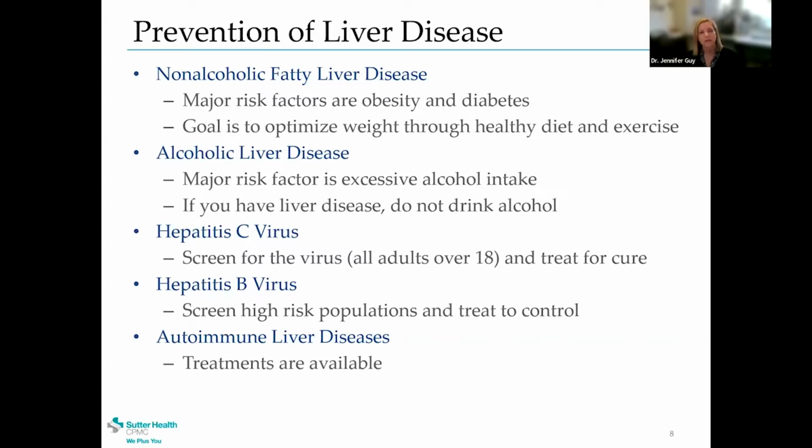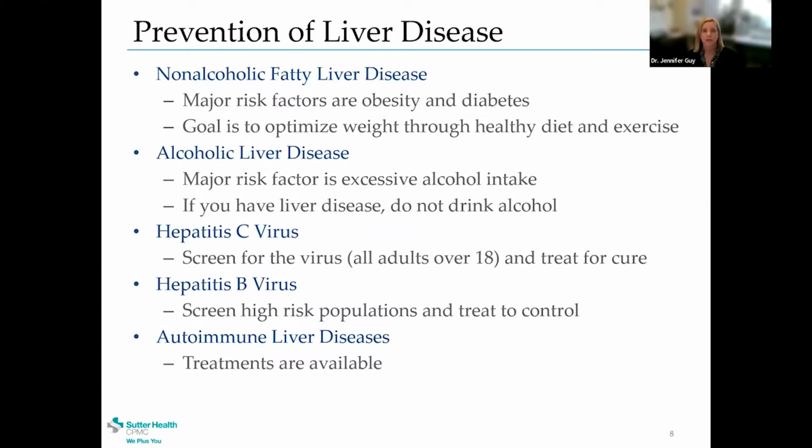Hepatitis C virus is recommended to screen for in all adults over the age of 18 by the CDC. And as mentioned, we have excellent treatments that can actually cure hepatitis C, which is really a revolution in our field. And we are really excited that this can happen. Hepatitis B virus, we talk about screening. Patients are at high risk for hepatitis B, and often this is related to where someone is born across the world, as there are areas where hepatitis B infection is more common.